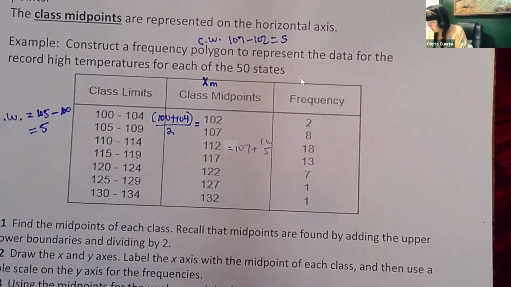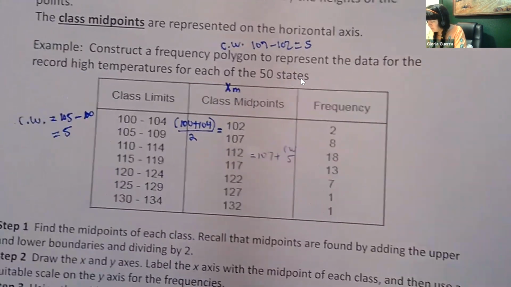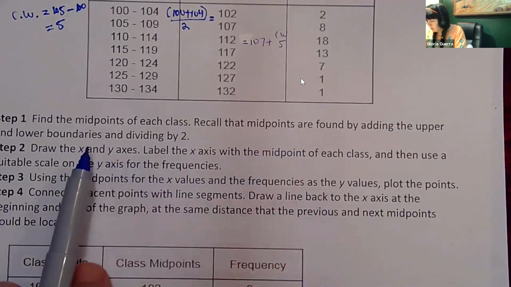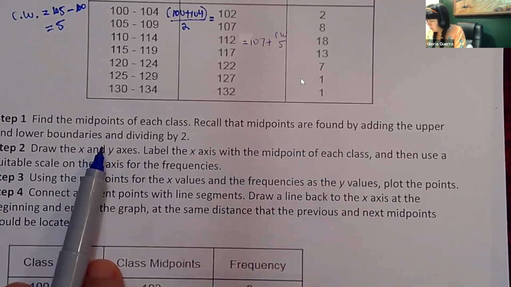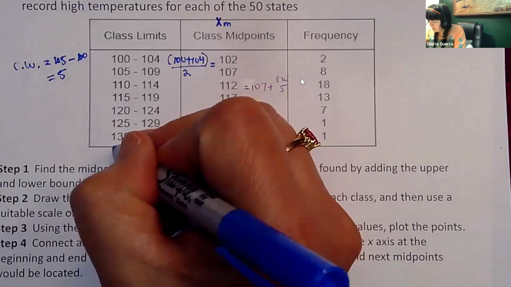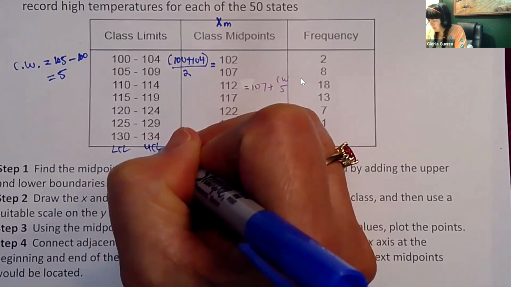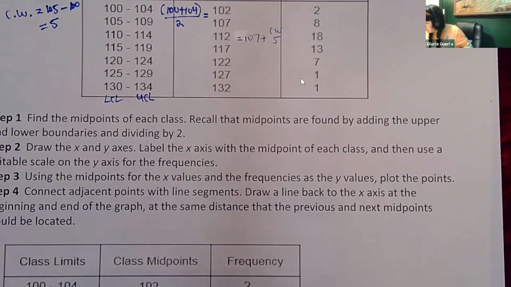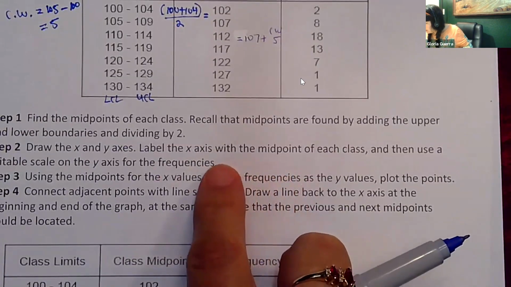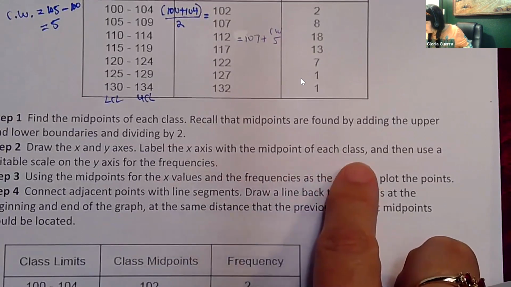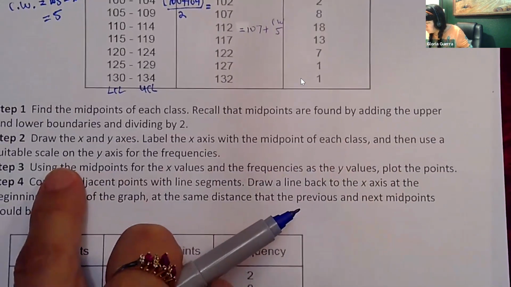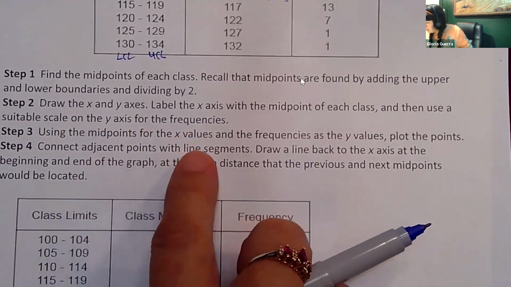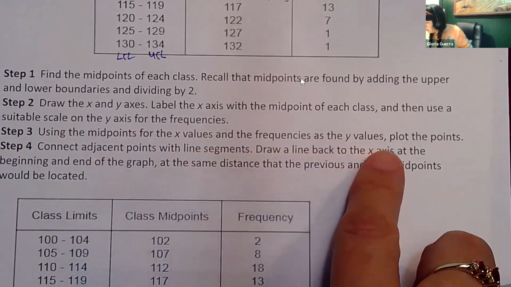Okay, so then they're saying in your steps, you would find the midpoints, and they're reminding you how to find that. You add the lower and the upper class limits, and you take the average, divide by 2. You would draw your X and Y axis, label the X-axis with the midpoints of each class, and then use a suitable scale on the Y-axis for your frequencies. Use the midpoints for the X values and the frequencies as the Y values.